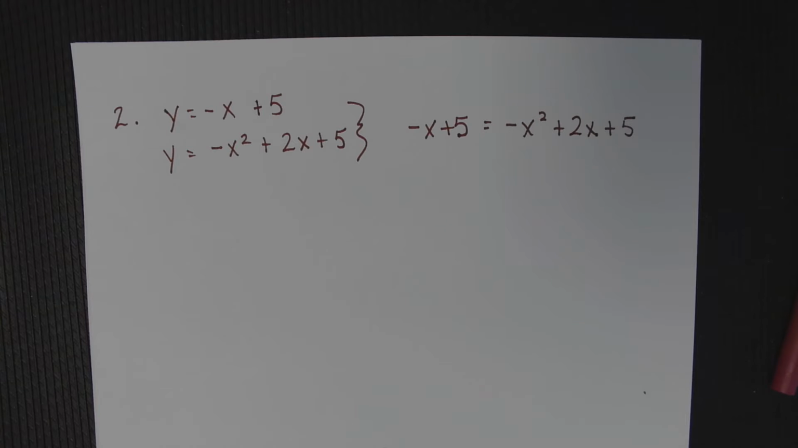Does something different happen here? Yeah. You did look. What happens to the 5s? They cancel, so you're left with 2 terms equal to 0, right? Yeah, okay.